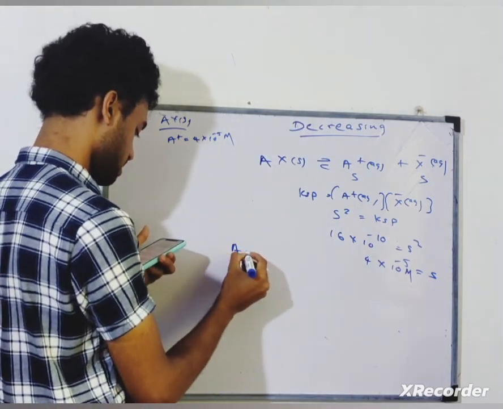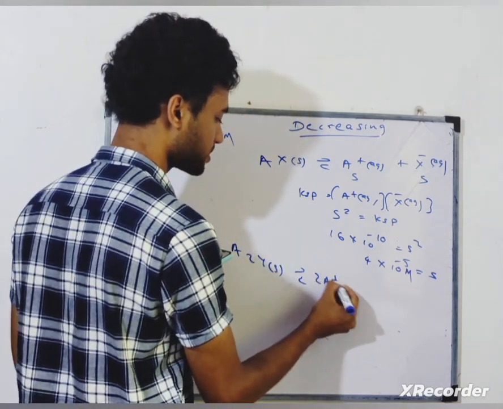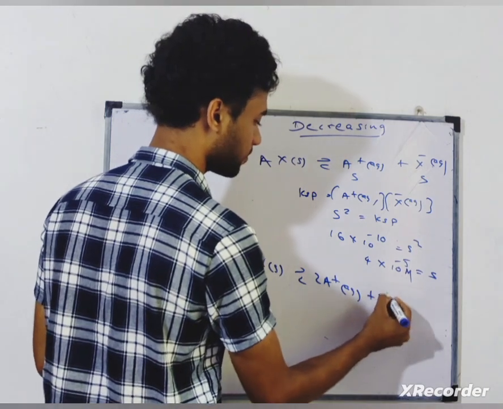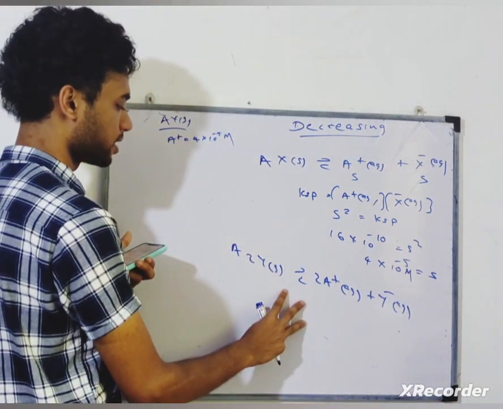A2Y solid. It becomes what? 2A plus aq and Y minus aq. Now for the ones who are really finding chemistry difficult, I'll explain this.